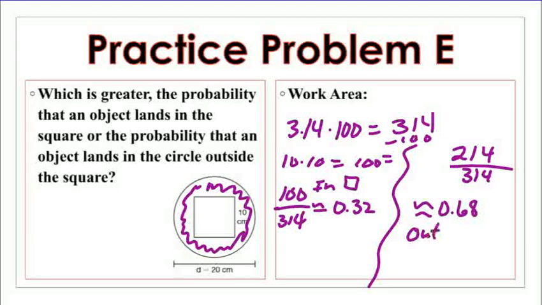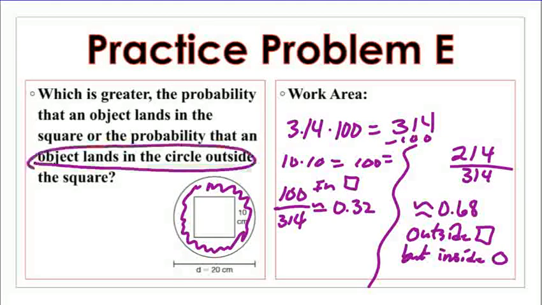So this is outside the square, but inside the circle. So which one is greater? Landing on the outside of the square is greater because 0.68 is greater than 0.32. So just make sure that you read carefully what they're asking you to find the probability of.